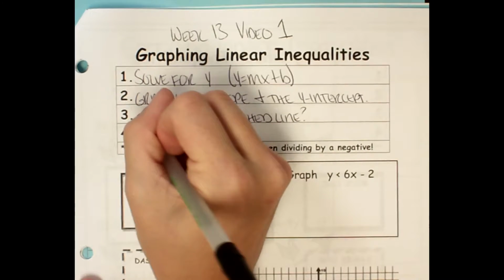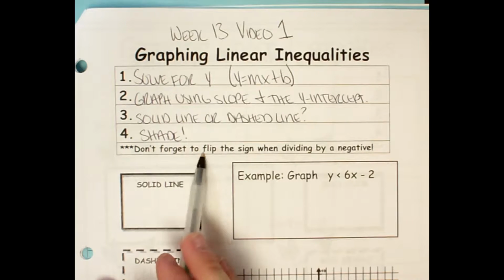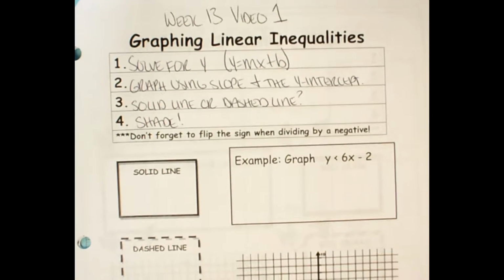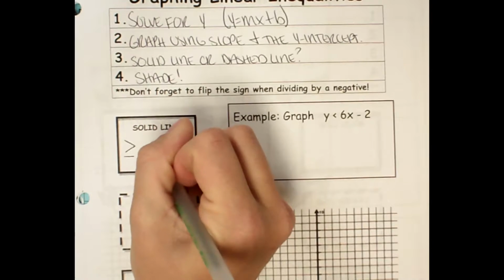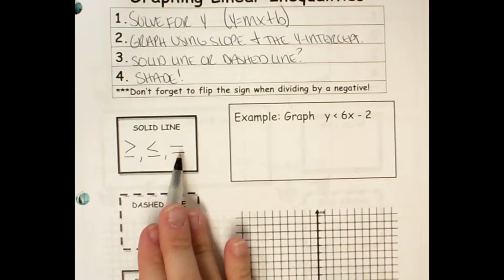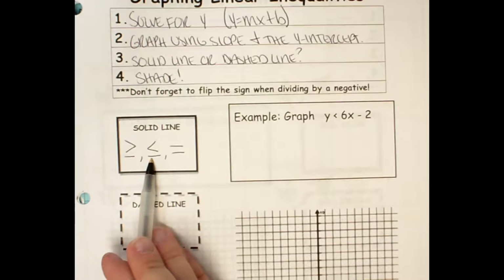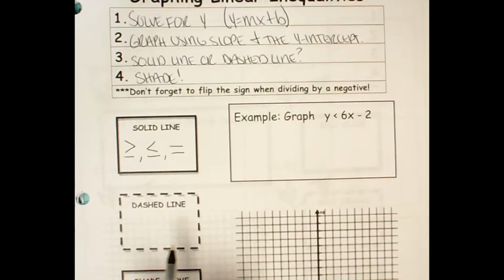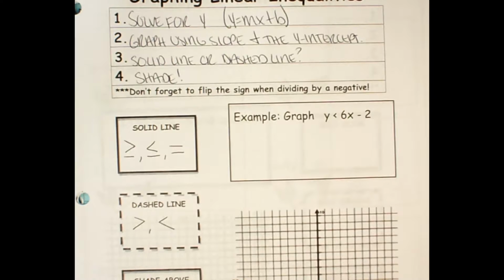And then step 4, now we need to remember to shade. We also don't forget to flip the sign when dividing by a negative. So what all does that mean? Let's look. When we are using a solid line, it's going to be the greater than or equal to, less than or equal to, or when it's just equals. So we've already been using when it's just equals. We use a solid line. And now when it's greater than or equal to, or less than or equal to, we're going to use a solid line. When it's a dashed line is when it's just the greater than or less than symbol.